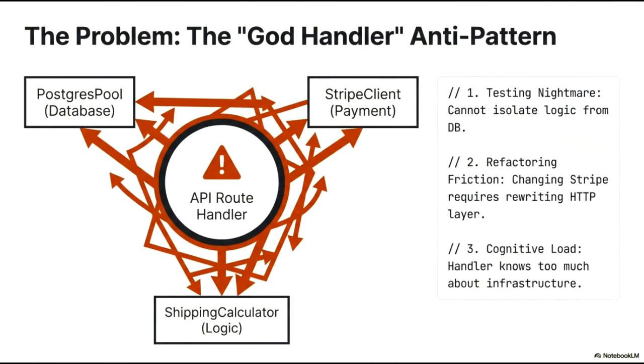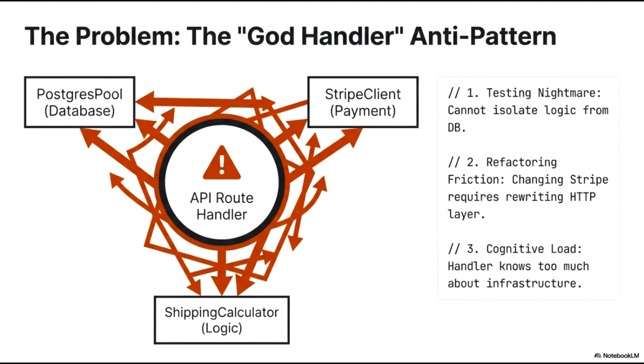Let's examine the God handler anti-pattern, a significant architectural pitfall where a single API route handler assumes far too much responsibility. As illustrated in the diagram, the handler is directly intertwined with the Postgres database pool, the Stripe payment client, and the shipping calculation logic. This degree of tight coupling creates three critical issues for long-term maintainability.